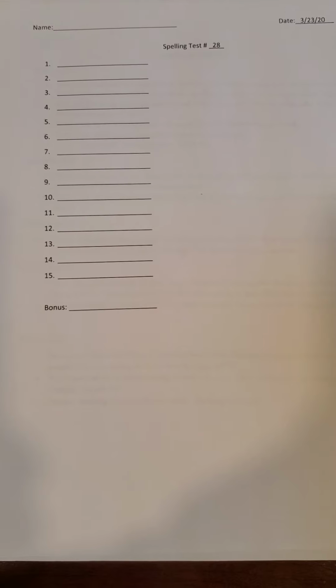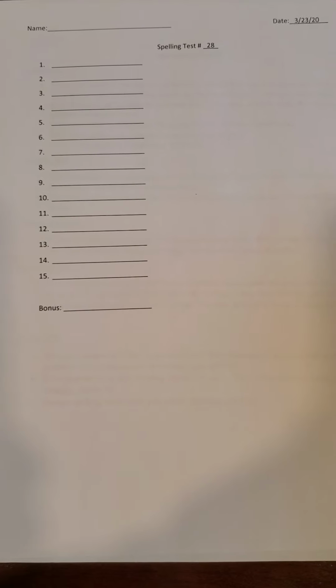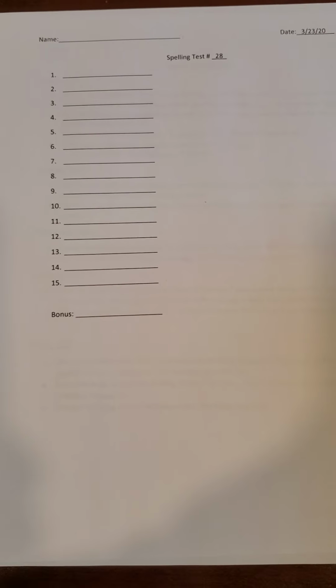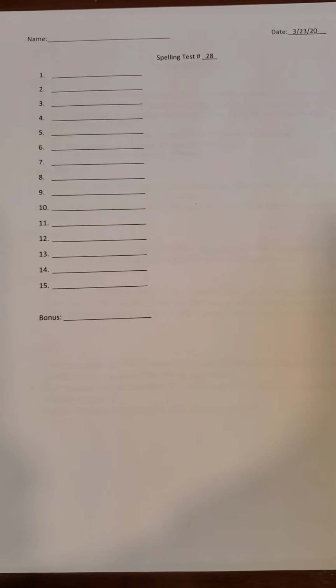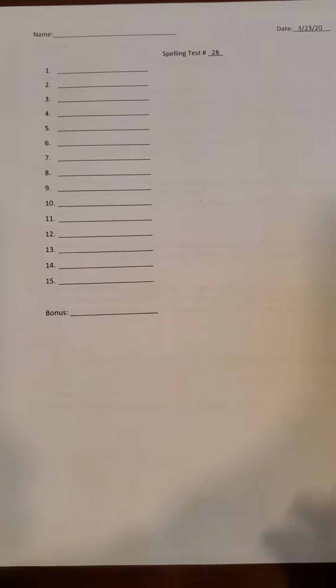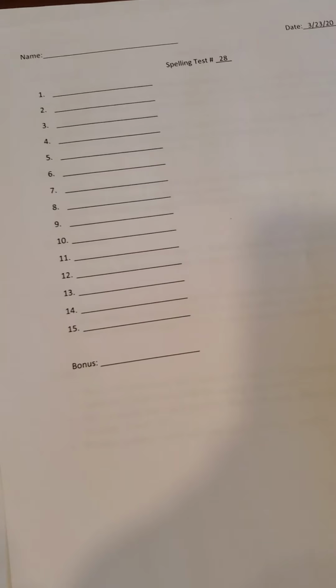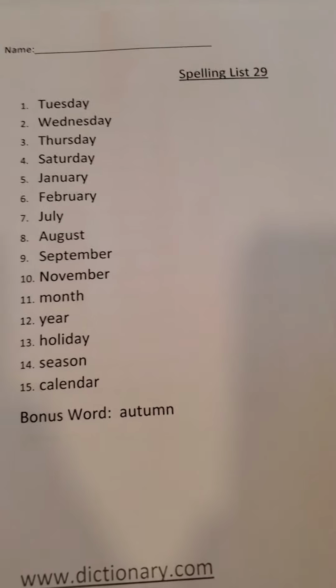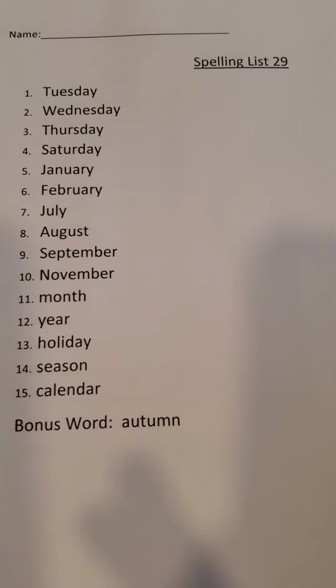When they're finished taking that test, if you could just take a picture of it and send it to me through email. If you're not understanding how to do the email, or you're having trouble, you could always text it to me if you have my cell phone number. You could always do that as well. Then the kids will get the new spelling list, which this week should be spelling list number 29.